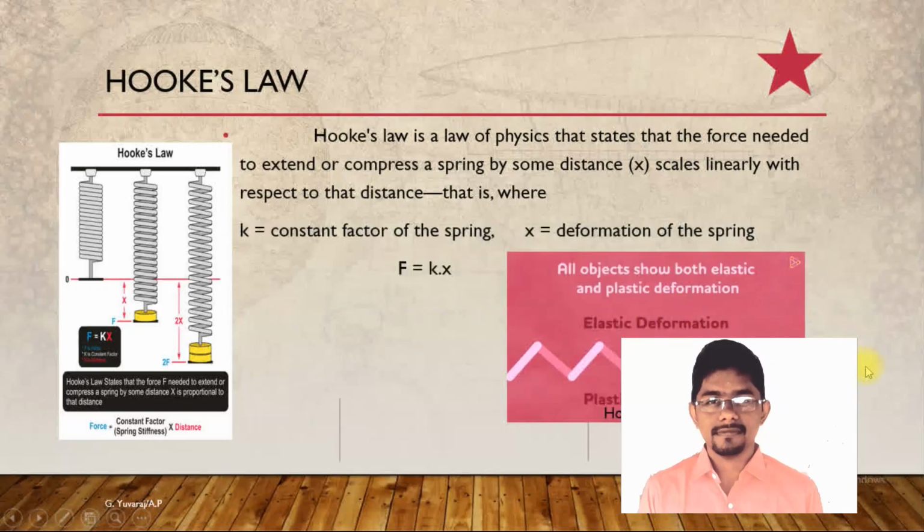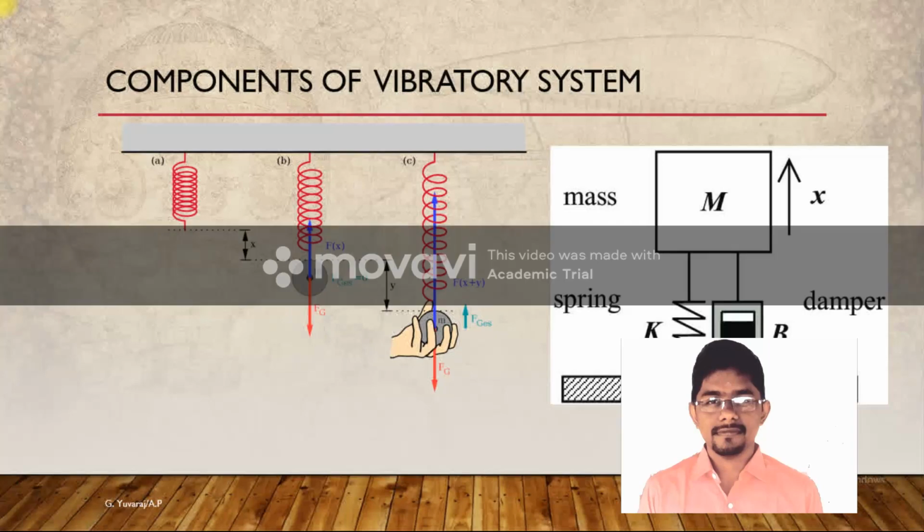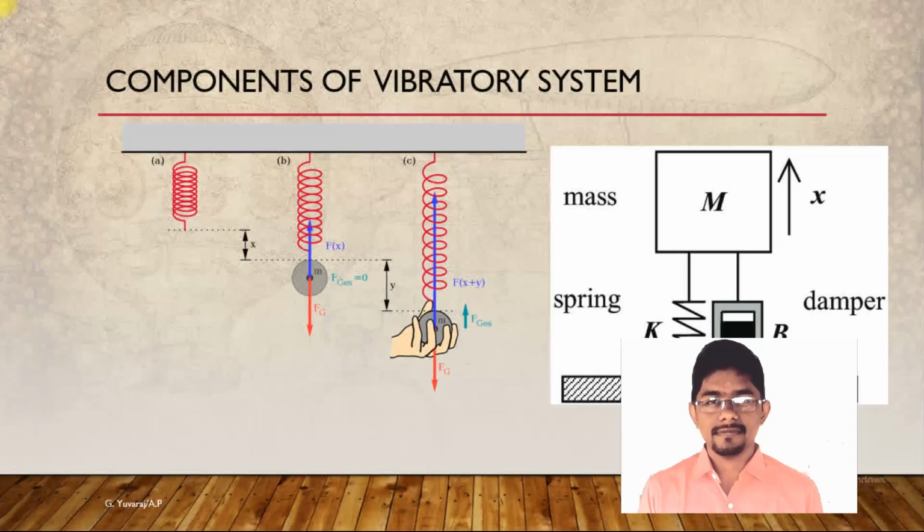So hope you understand about elastic and plastic deformation. Okay, so let us come to the components of the vibratory system. In order to study vibration, we have to look at three basic components: first of all the spring, second the mass, and third the damper.